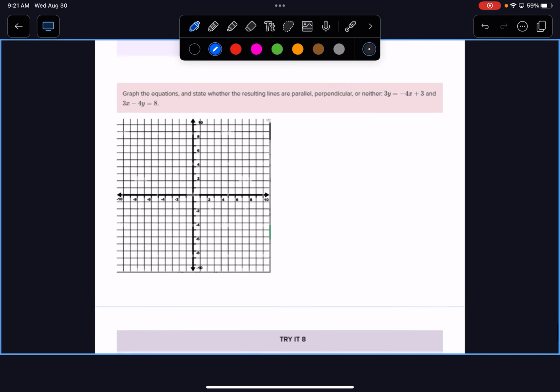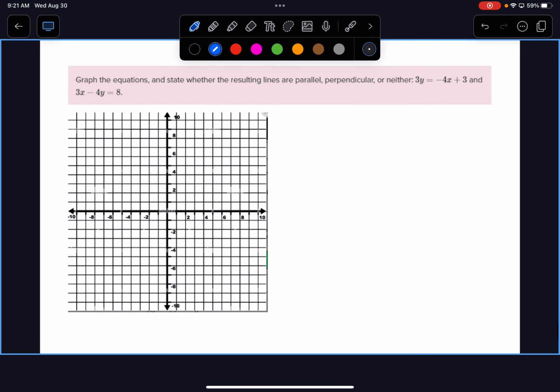All right, now watch this one because last hour I went over this and then still people were getting themselves stuck on the homework. It says, graph the equations and state whether the resulting lines are parallel, perpendicular, or neither. So notice the first equation is 3y equals -4x plus 3. I never try to graph it leaving it like this. I like to do the y-intercept and slope. So I always get mine into y equals mx plus b.